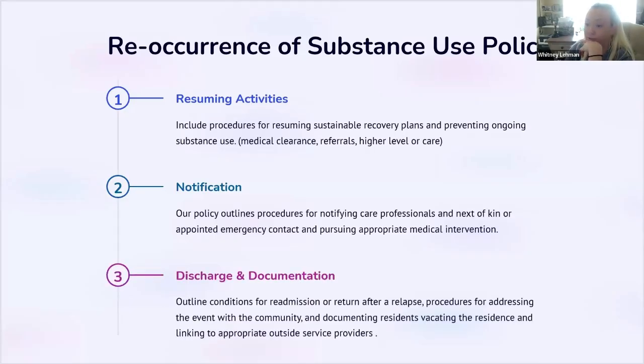If it does lead up to an actual discharge, we want to outline the conditions for readmission or return after the relapse, and procedures for addressing the event with the community, documenting the resident's vacancy, and the resident's linkage to the appropriate service provider. So we want to make sure that we're documenting what exactly we did with this resident, or did the resident refuse our help? Where did they say they were going? We handed them a community resource guide and notified their emergency contact, not next of kin, I'm sorry.